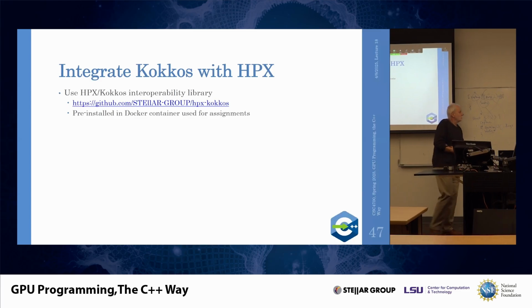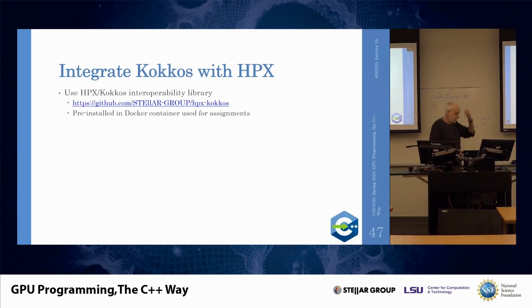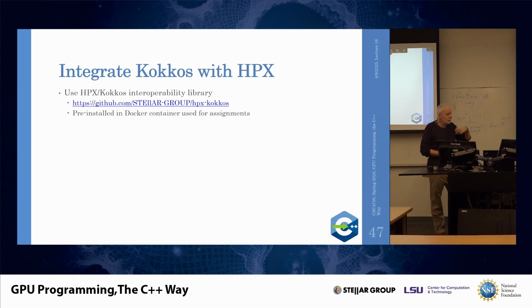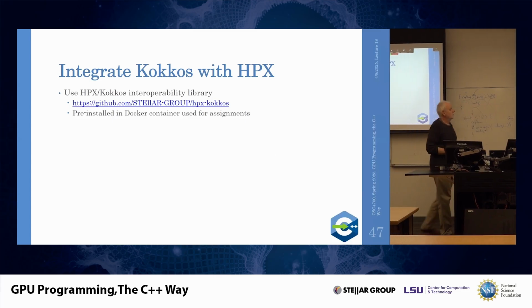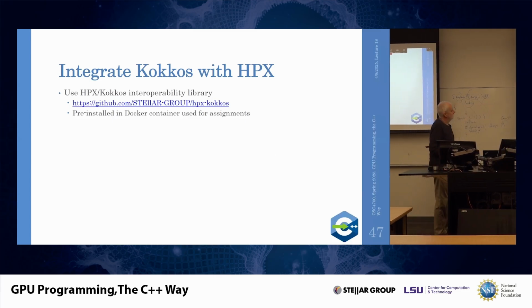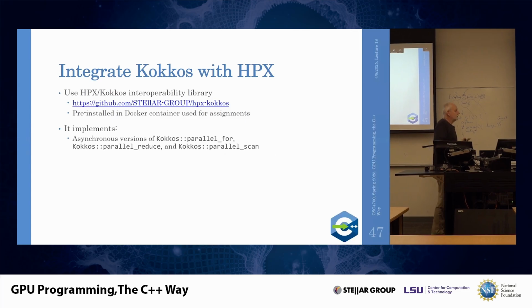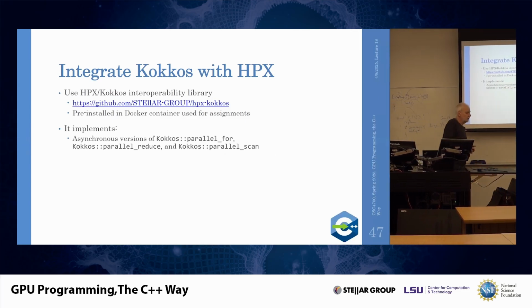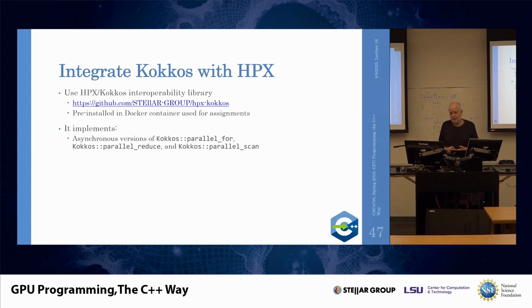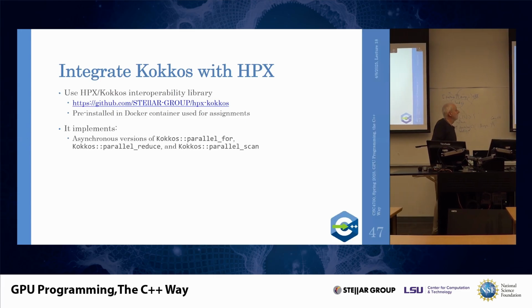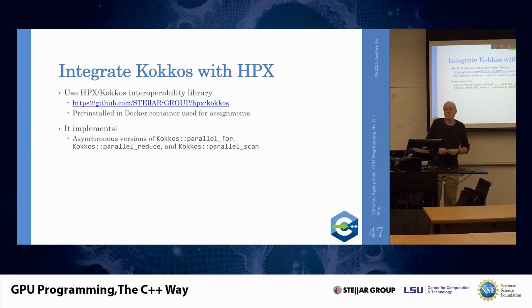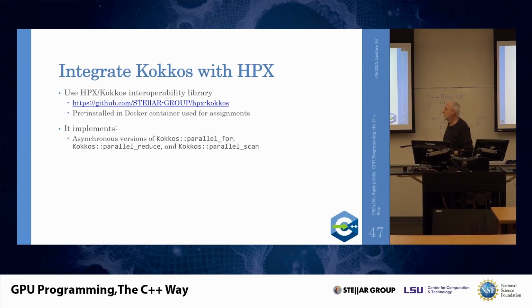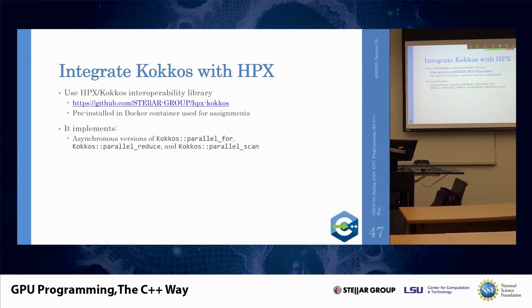Okay, so there's a special library which is called HPX Kokkos. It's a separate library you have to download and install. As before, it is installed already in the Docker image you have for the assignment, so you can play with that if you want. What does that library implement? It's actually a very thin library, very small library, not much code, but it provides you with very interesting facilities. First of all, it gives you asynchronous versions of the Kokkos patterns. So you have an asynchronous parallel for, parallel reduce, parallel scan. It gives you an asynchronous deep copy.